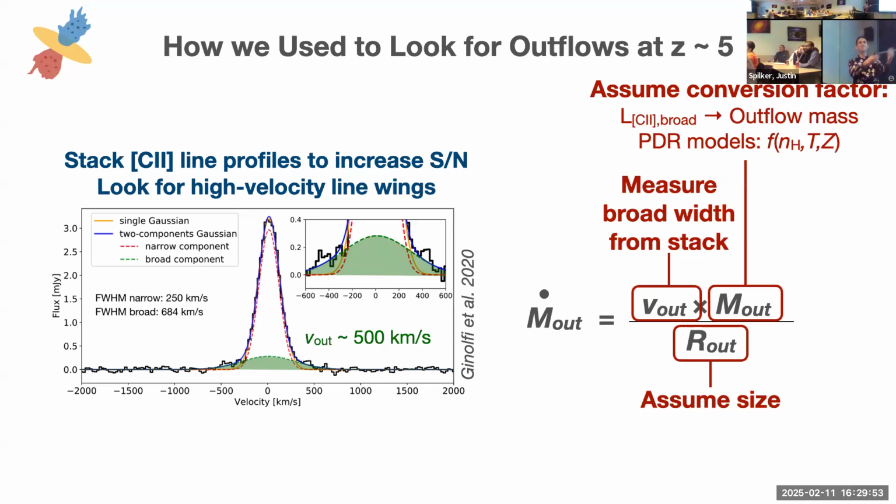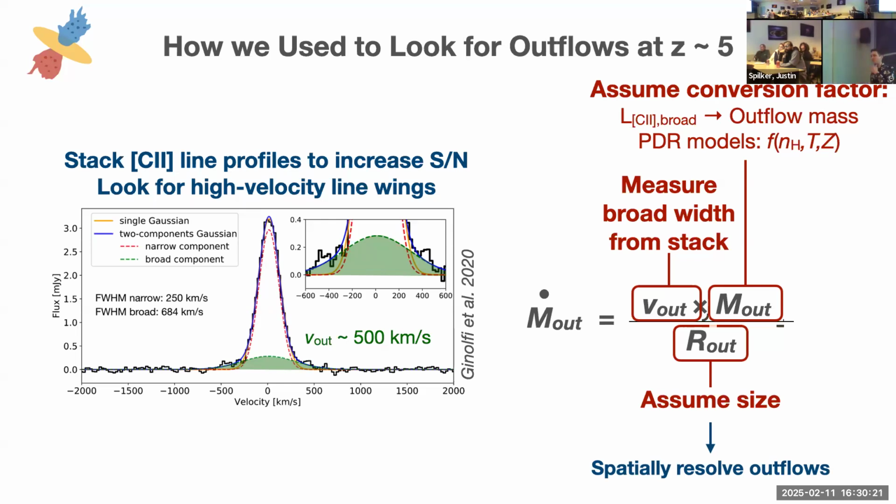There are some people in this room who have done this in the past to try to convert the luminosity of the C+ line into a mass of cold gas. In practice, this depends on things like the gas density and temperature and metallicity and so on. And so the two sort of advances that we get from CRISTAL are that one, we can now do this in individual galaxies. We don't have to do this from a stack, although I will also show you a stack. And instead of assuming a size, we can actually just measure that.